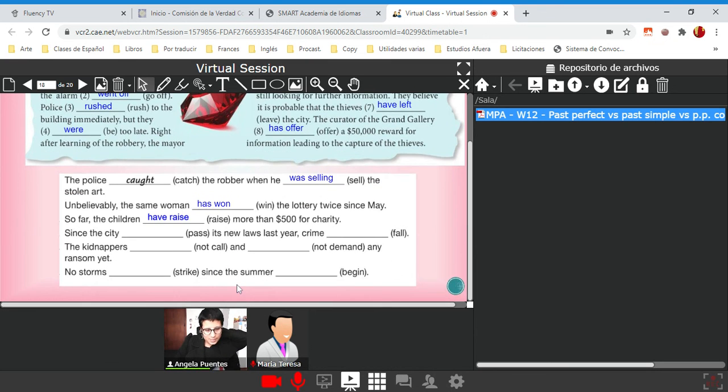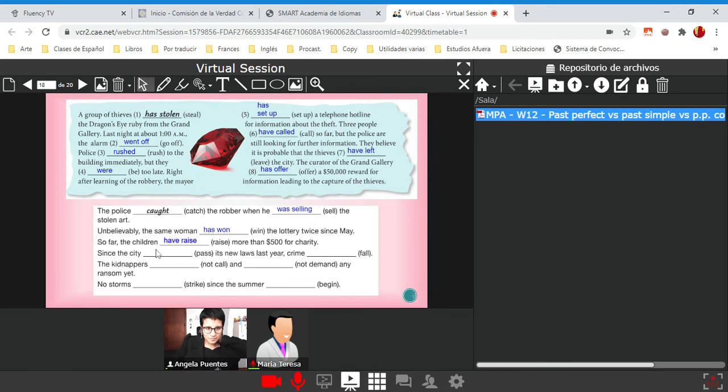Since the city. I don't know this phrase. Okay, this is something that has been already done. Since the city passed, only in the past, because la ciudad pasó o presentó la ley. So it's something that is finished. Since the city passed its new laws on crime last year. Yes. Crime have fallen. Very good.